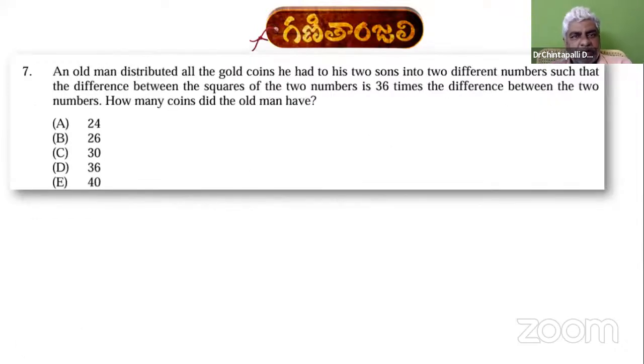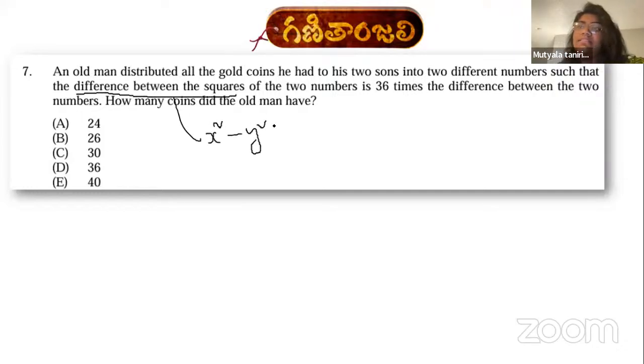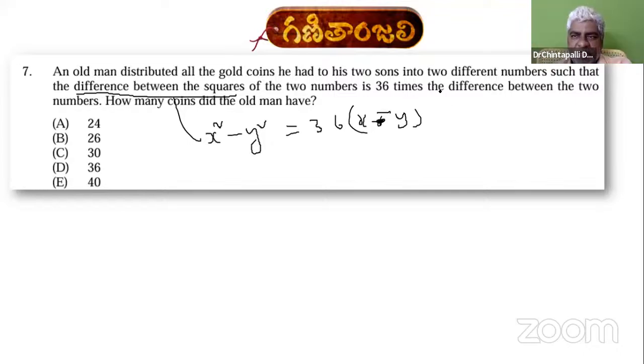An old man distributed all the gold coins he had to his 2 sons into 2 different numbers, such that the difference between the squares of the 2 numbers is 36 times the difference between the 2 numbers. What's the meaning of this question? The difference between the squares means x squared minus y squared equals 36 times the difference between the 2 numbers, x minus y.